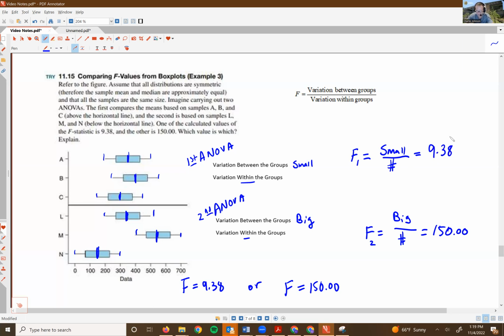So the F statistic from the ANOVA comparing A, B, and C is going to be smaller than the F statistic taken from the ANOVA comparing L, M, and N.